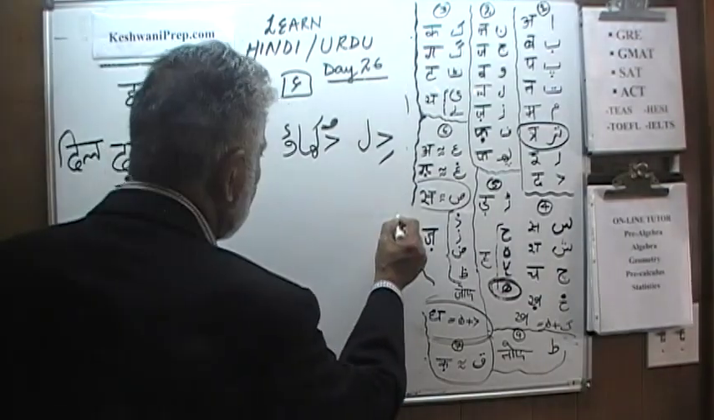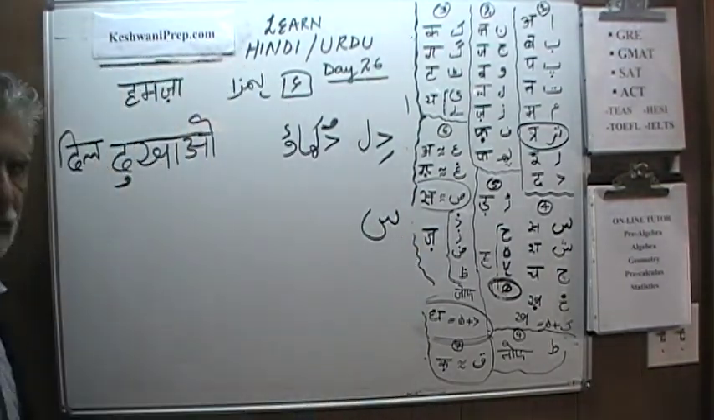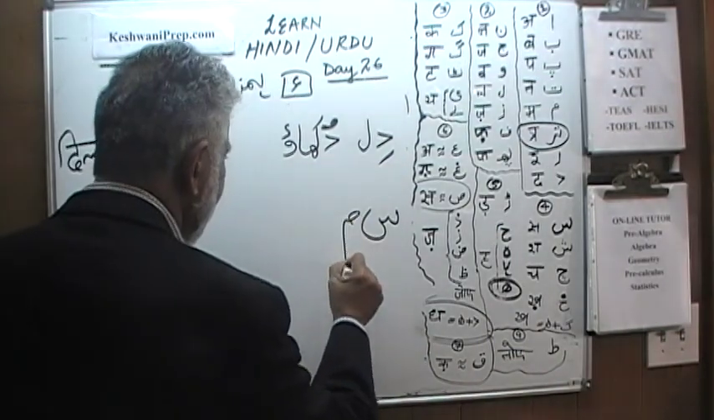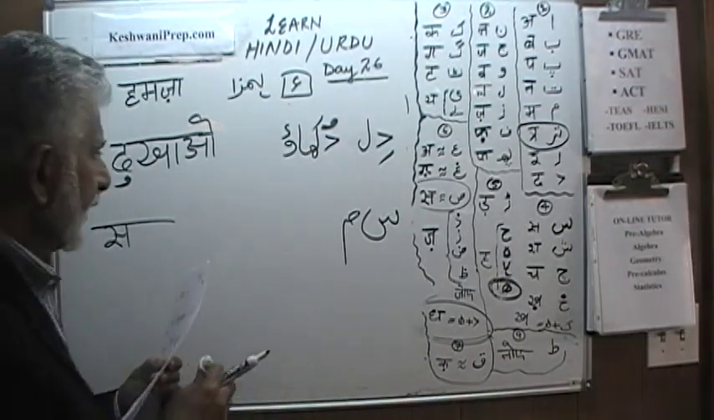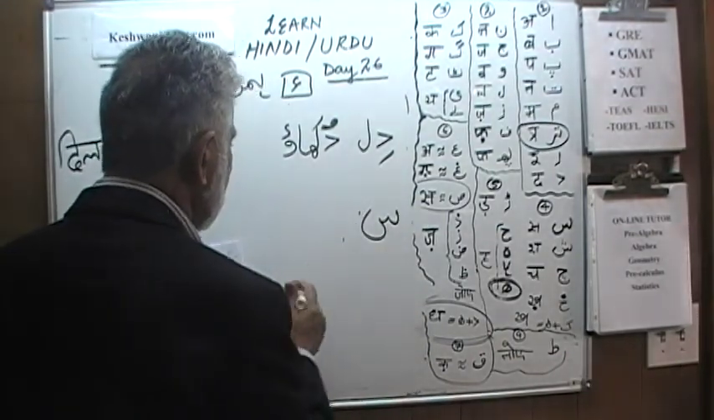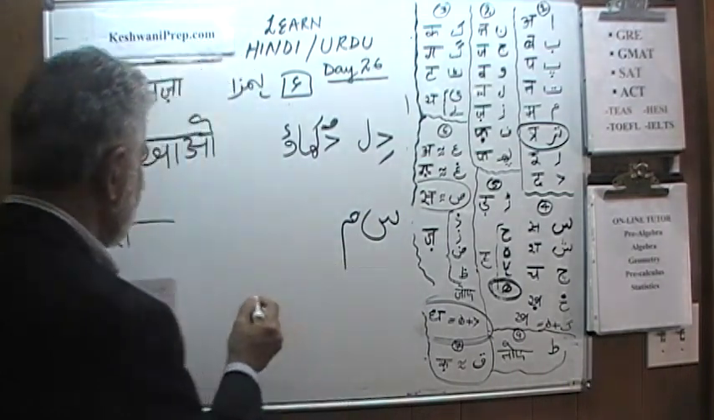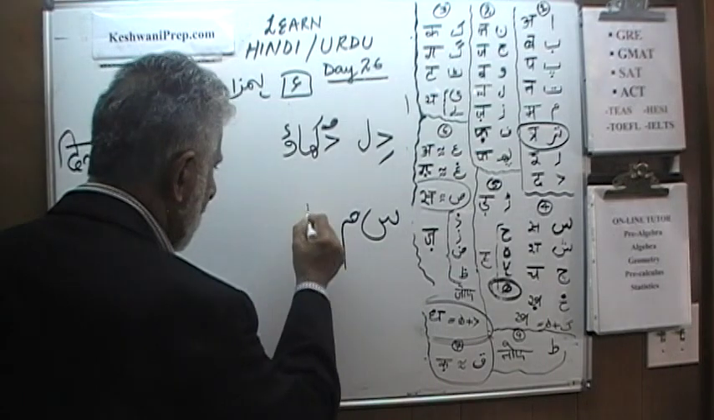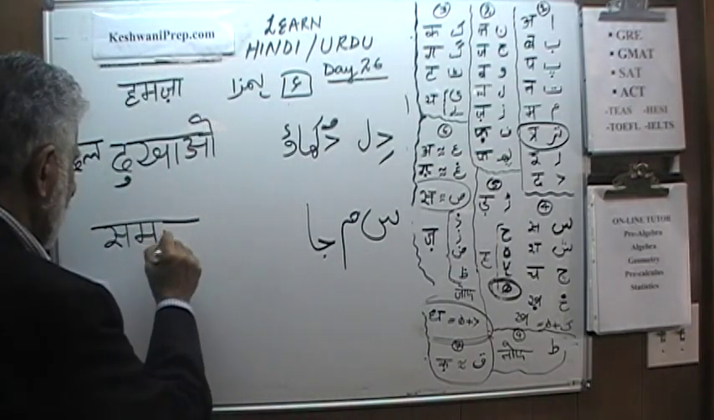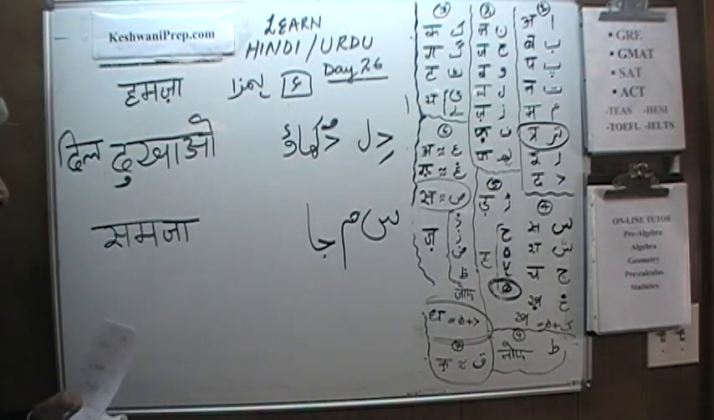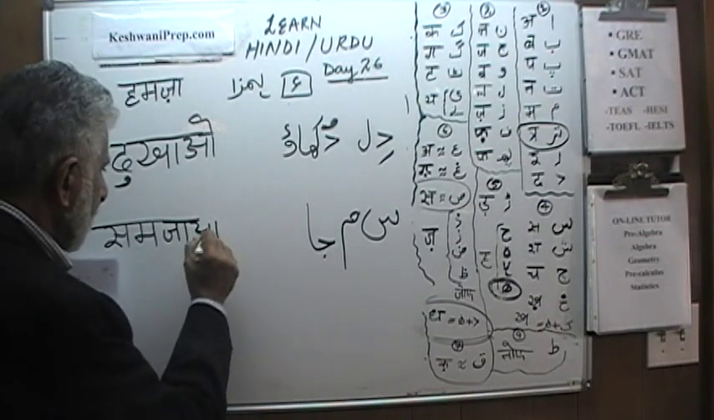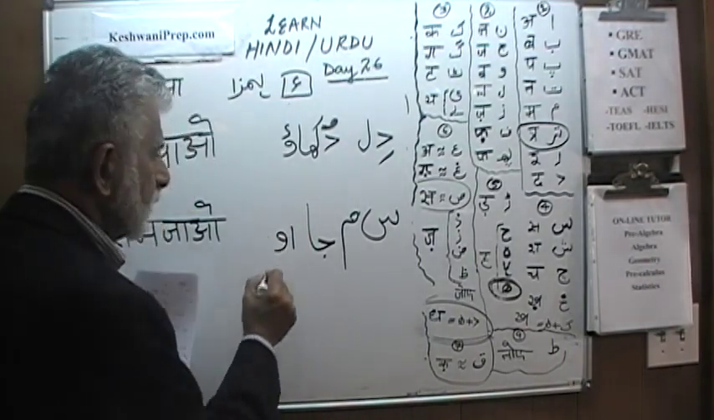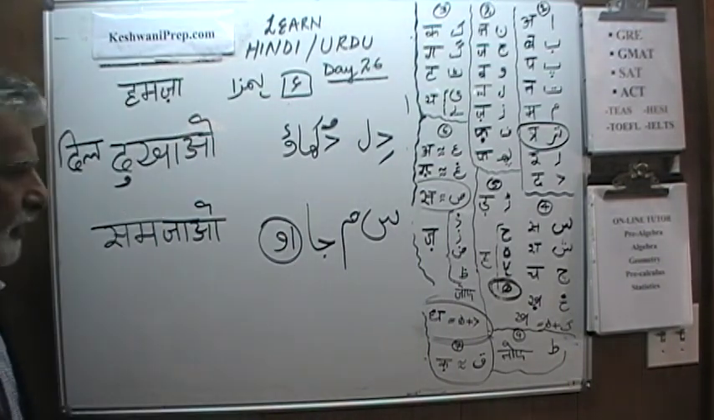Let's do one more. Seen. This letter is called seen. And then a meem. Let me rewrite it, I don't like the way it came out. And then a meem. Sam. Then a jar. You guessed how it's going to end. Samjhao. Make me understand. Samjhao. Now we put them together.